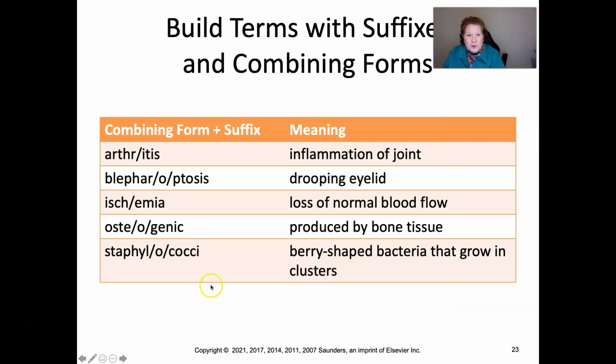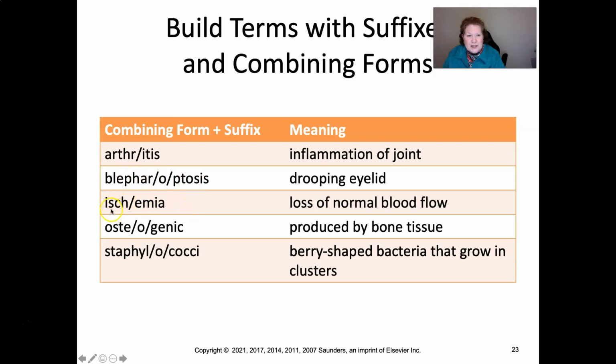So here are some really good ones for us to start with. Arthr, which is joint. Think arthr is joint. Itis, inflammation. So you have inflammation of the joint. Blepharoptosis. Blepharoptosis. It's a drooping eyelid. Ptosis is the drooping, and blepharo is the eyelid. So make sure you understand that.